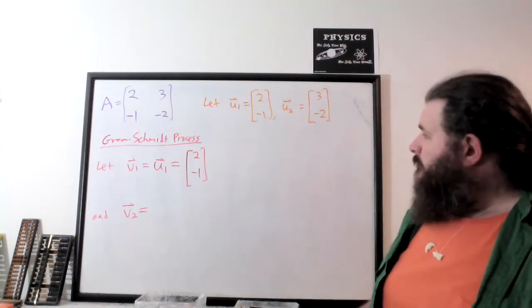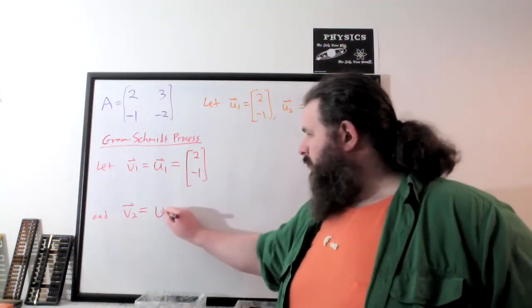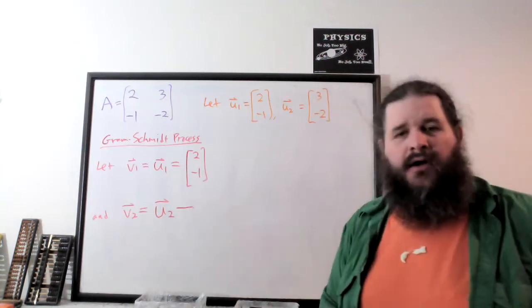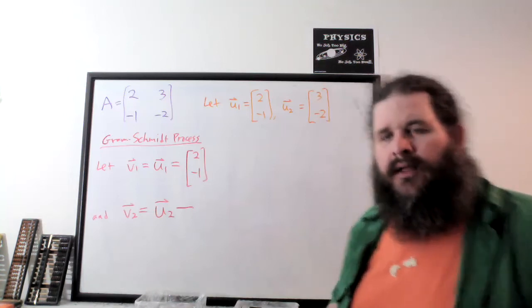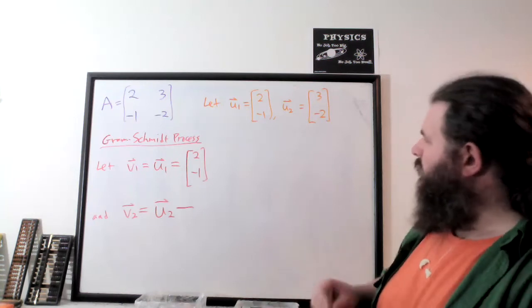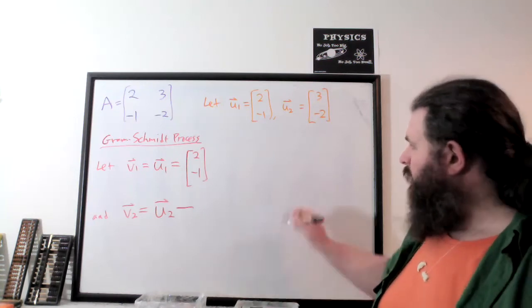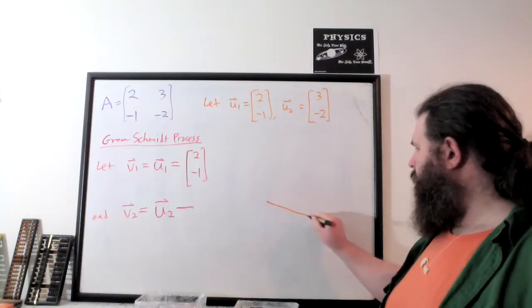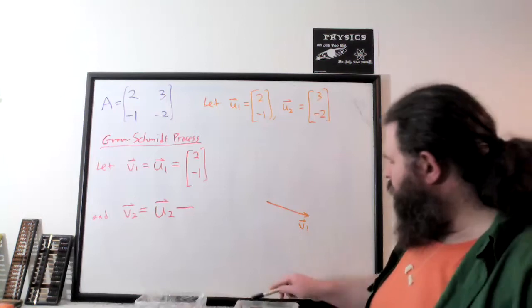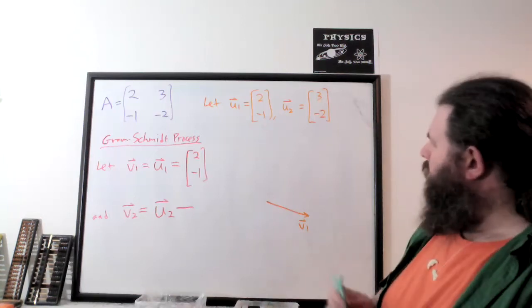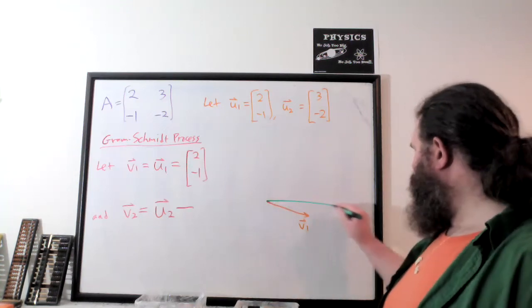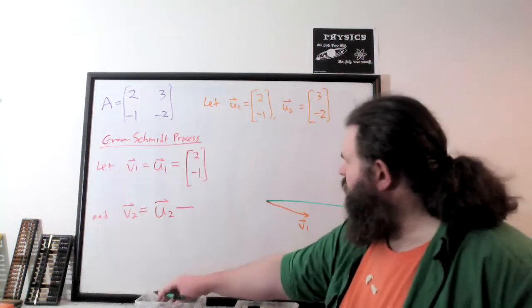But then the second vector, we're going to take vector U2 and modify it. Specifically, we're going to strip off anything that's not already perpendicular. And the reason we need to do this, if you've got, let's say, vector U1, which we're calling V1 now, is 2, -1. So that's V1. The vector U2 is 3, -2. Something like this, maybe. Let me see if we can go further.